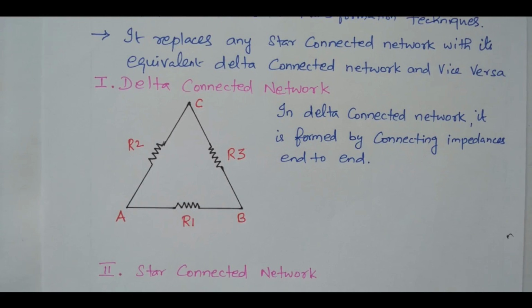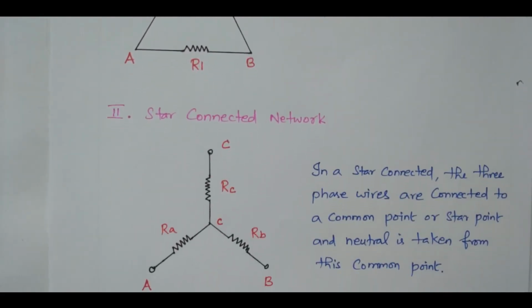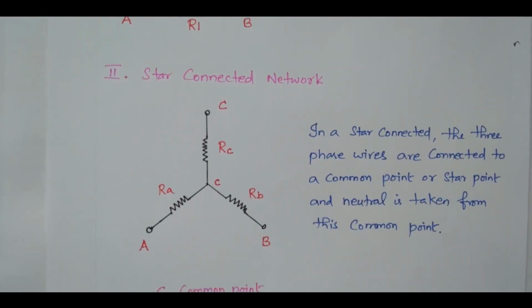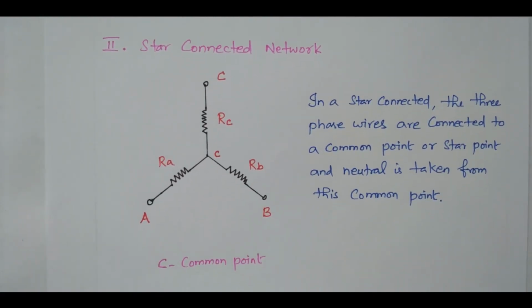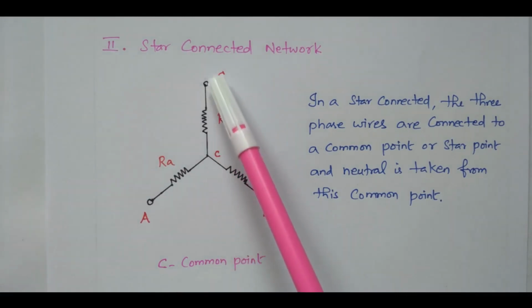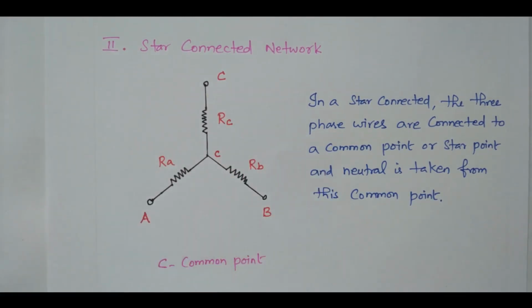Then we'll go to the star connected network. In a star connected network, 3 phase wires are connected to a common point. One end of the 3 impedances is connected to the common point, and from that we can take the neutral. The other 3 terminals are open, and from those we can take the 3 phases.